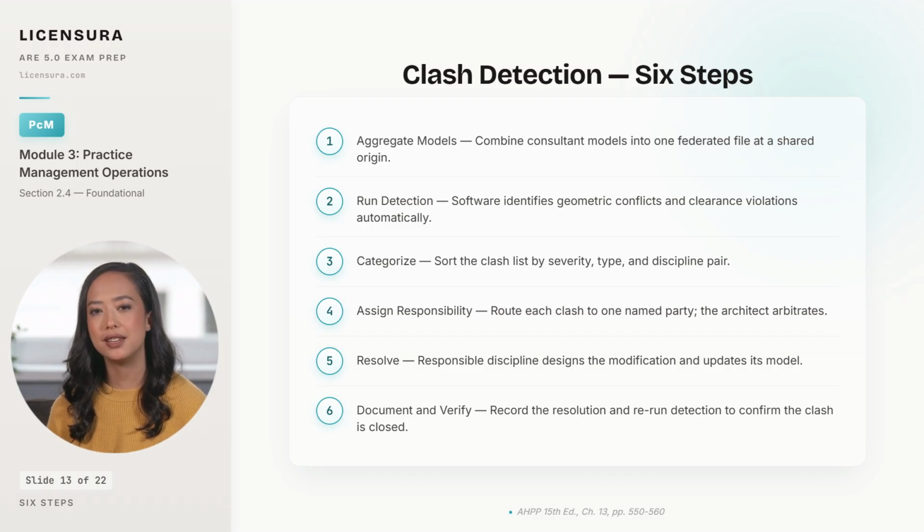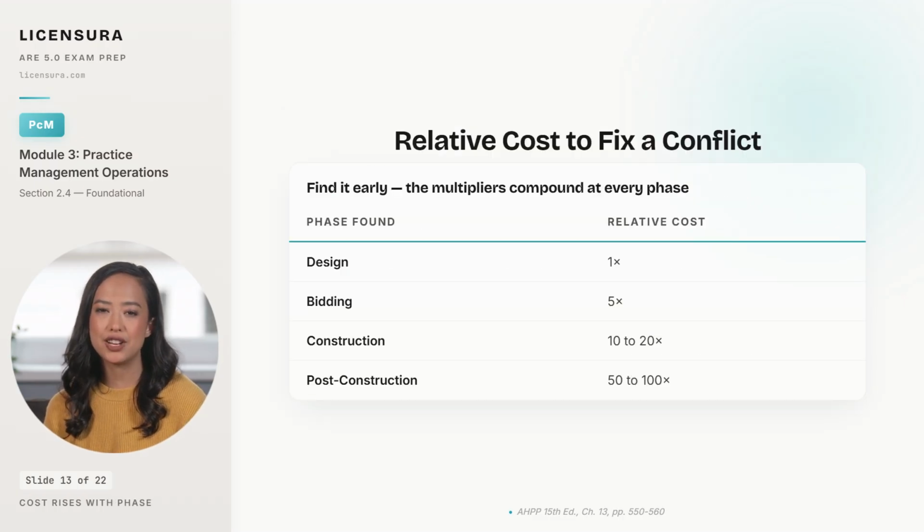The cost of fixing the conflict you find depends on which phase you're in when you find it. These multipliers are why the math always favors investment in detection during design. A conflict caught during design is the baseline at 1 times the fixed cost. A model edit, a coordination meeting, a revised sheet, and the problem is gone.